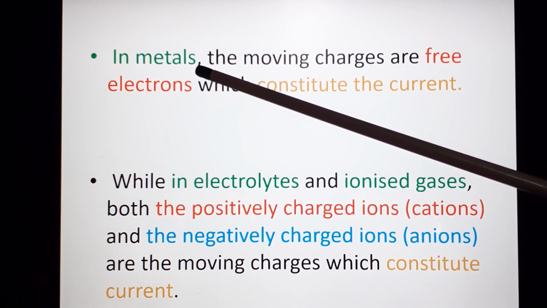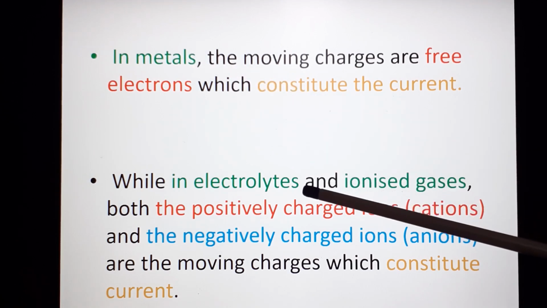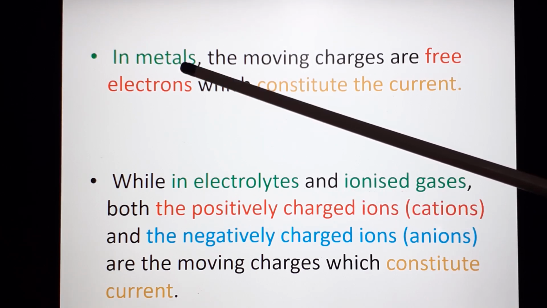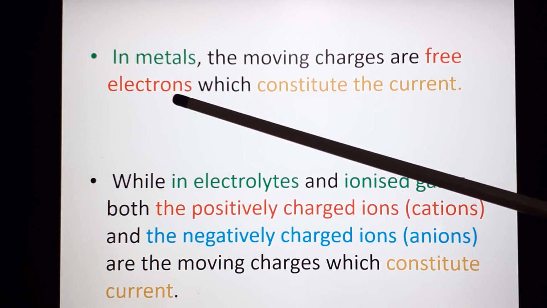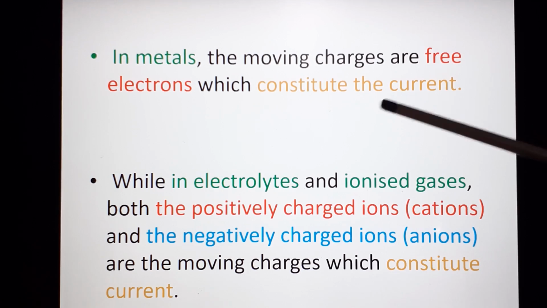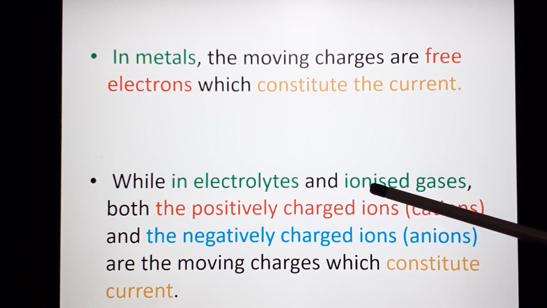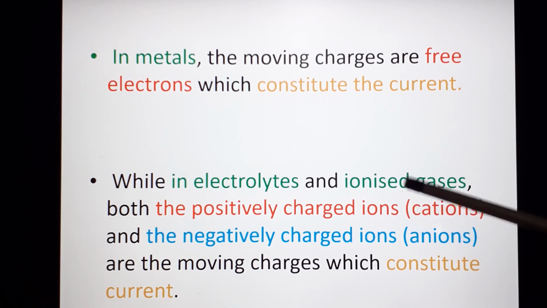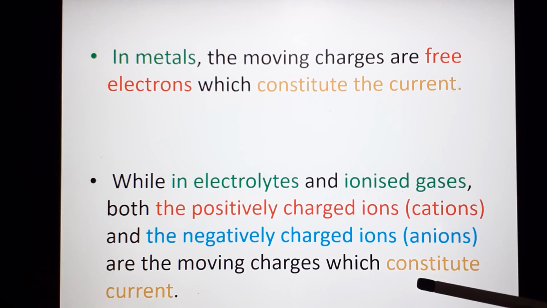Current flows through metals, conductors and fluids, that is electrolytes and gases also. In case of metals, there are so many free electrons. So movement of these free electrons constitutes the current in that conductor. Now, what are free electrons? The electrons in the outermost orbit are called as free electrons. While in case of electrolytes and ionized gases, there are positively charged ions and negatively charged ions called as cations and anions. Movement of these cations and anions constitutes current in the electrolytes and ionized gases.